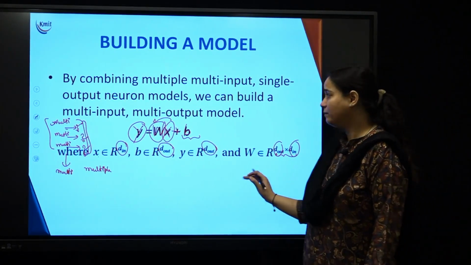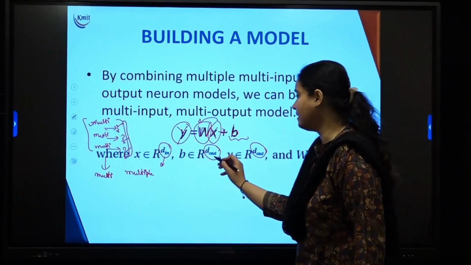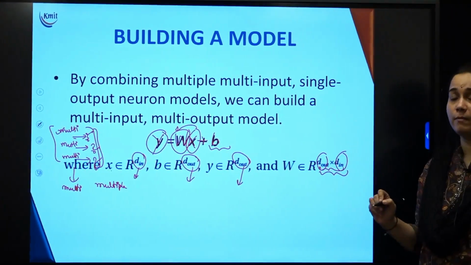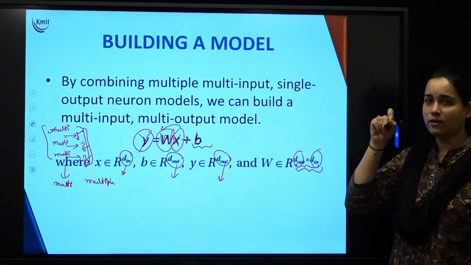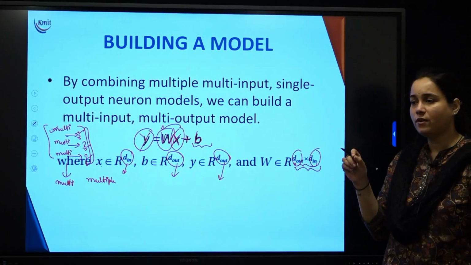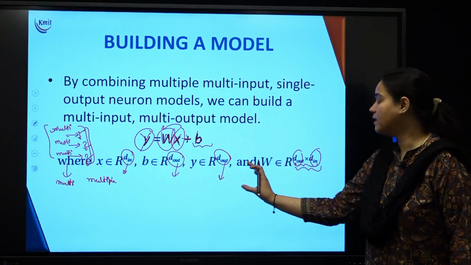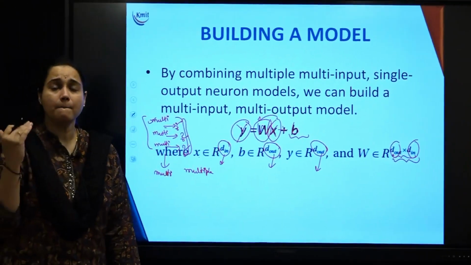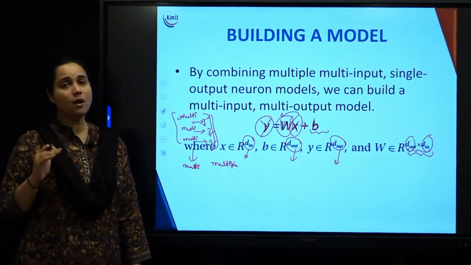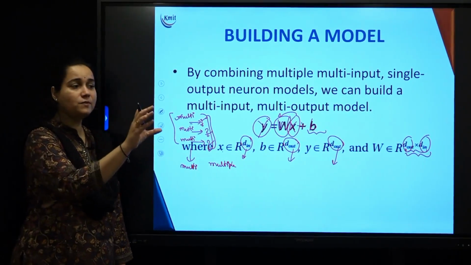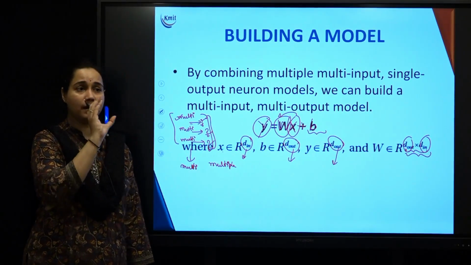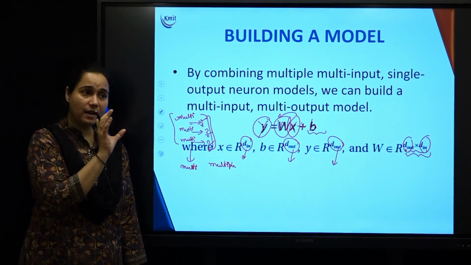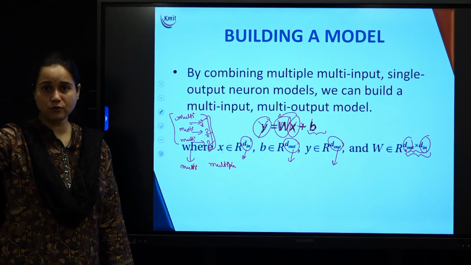Please make sure you keep in mind the dimensions of X, bias, outputs and weights whenever you are writing your theory exam or doing some coding. These should all match. This is the way in which you can build a multi-input and multi-output model. You have seen what the model should be when the input is a single scalar, and what it should be when you have multiple inputs and a single output.